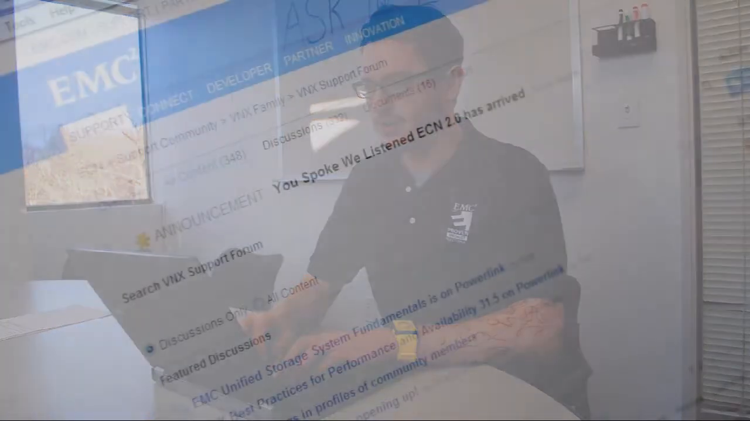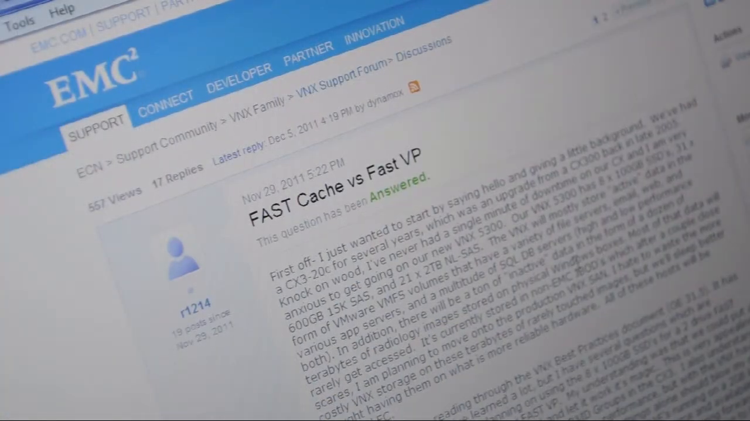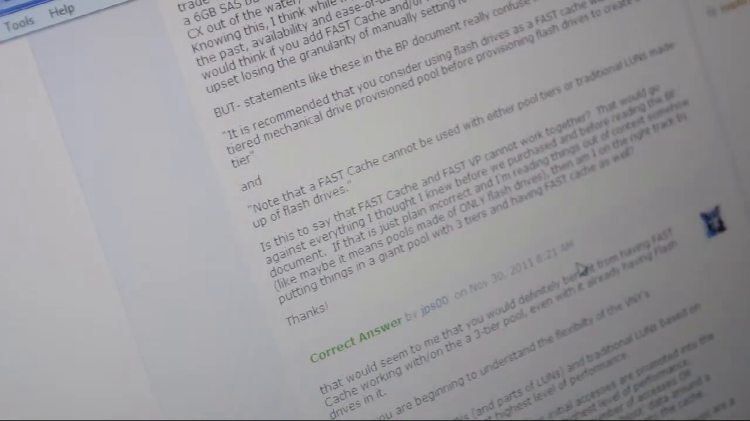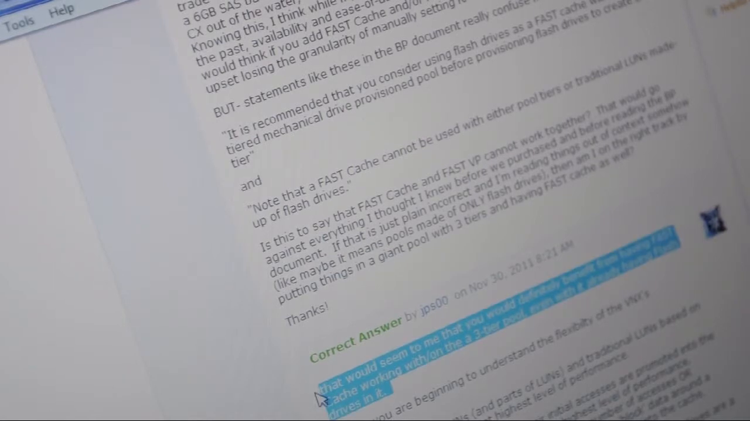For instance, we've been looking at the support forums here and we've been looking at a couple of hot topics in the unified platform. One of the big ones revolved around the fast cache versus fast VP. There's been a little bit of confusion in the white papers and today we're here to debunk it. So I'm going to turn it over to Matt here to help answer your questions.